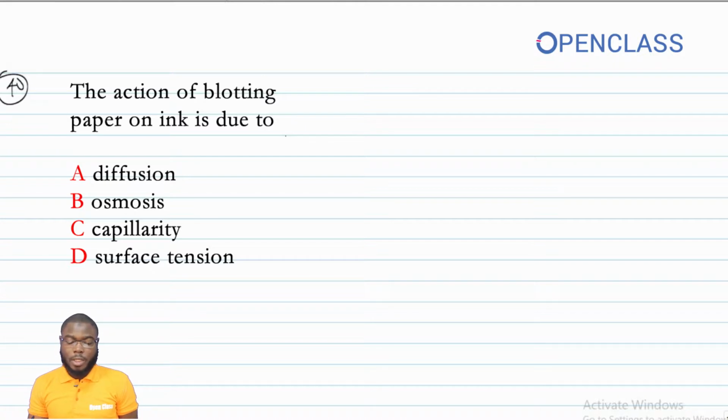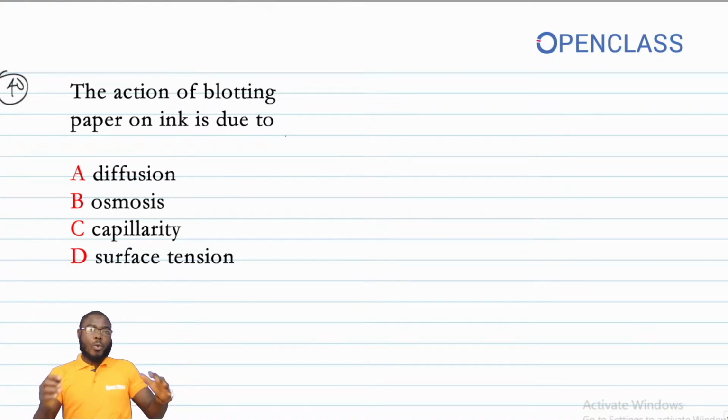So option A says diffusion. Diffusion is the movement of molecules from a region of high concentration to a less concentrated area. So molecules move from where it is concentrated to a region where it is less concentrated. So diffusion is out of the options.